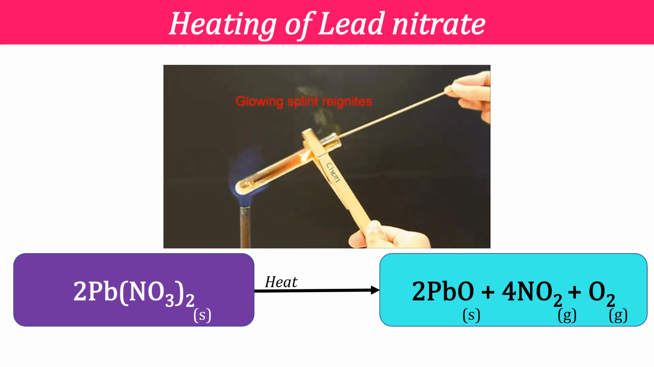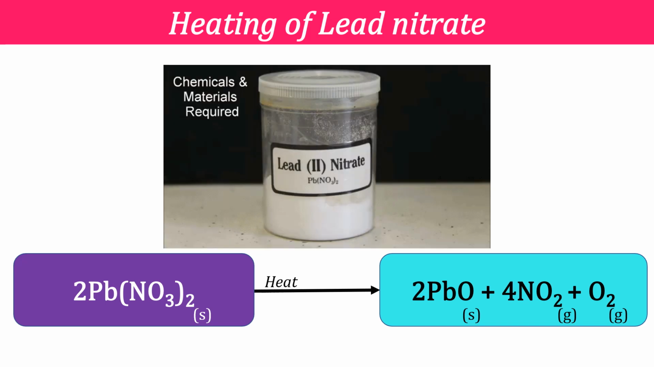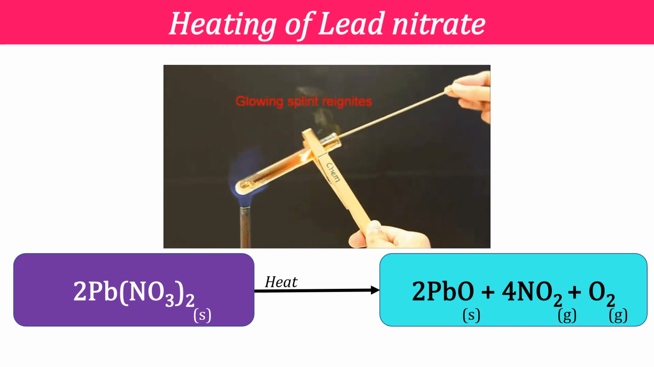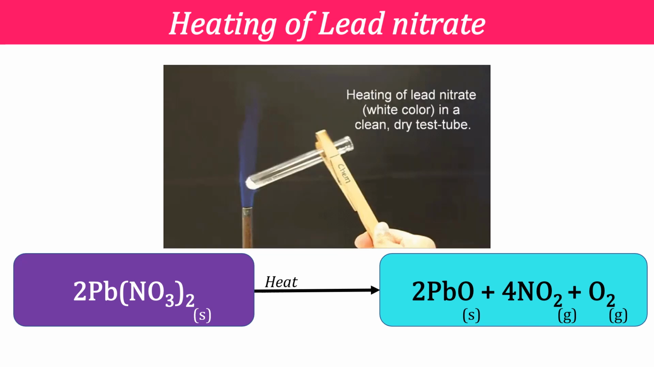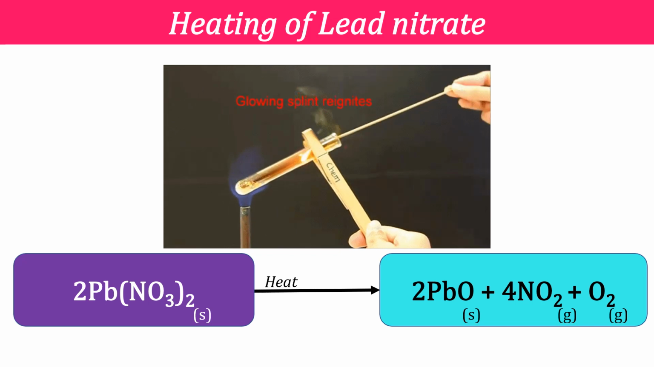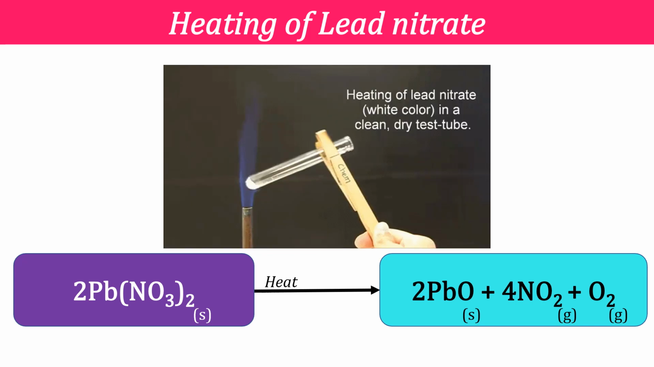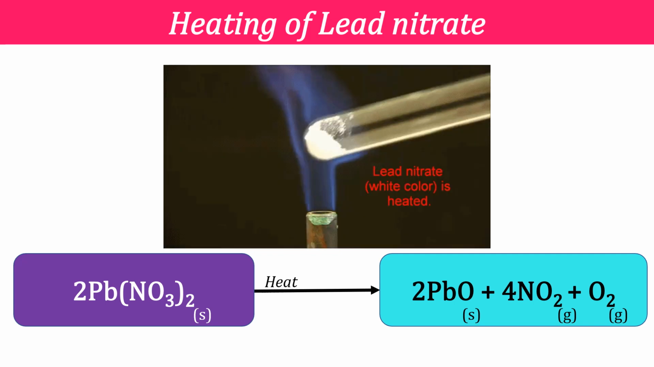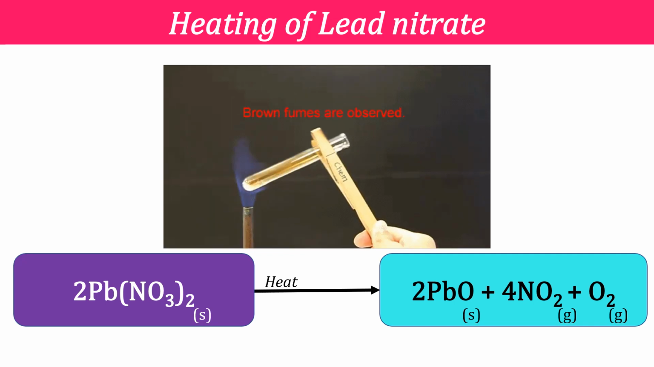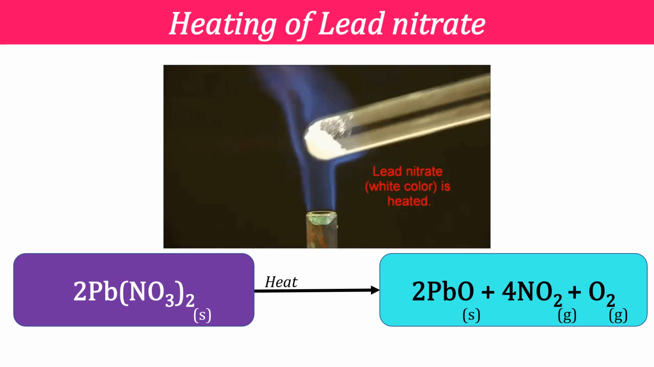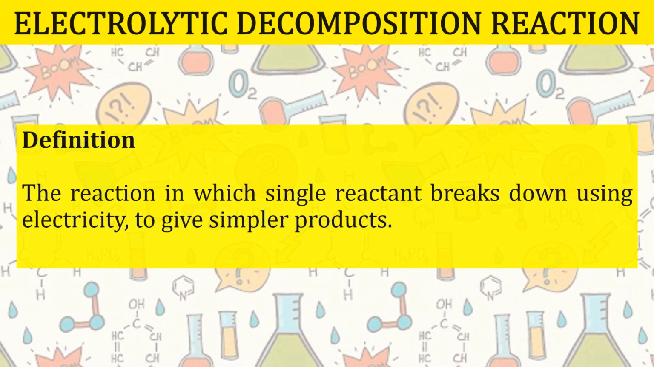So, lead nitrate, which is a single reactant, decomposes using heat energy to give lead oxide, nitrogen dioxide and oxygen gas. Hence, it is a thermal decomposition reaction. It is also an endothermic reaction as the reaction absorbs heat energy to decompose and form the products. We have learnt about thermal decomposition reaction. Now, let's learn electrolytic decomposition reaction. The reaction in which single reactant breaks down using electricity to give simpler products.